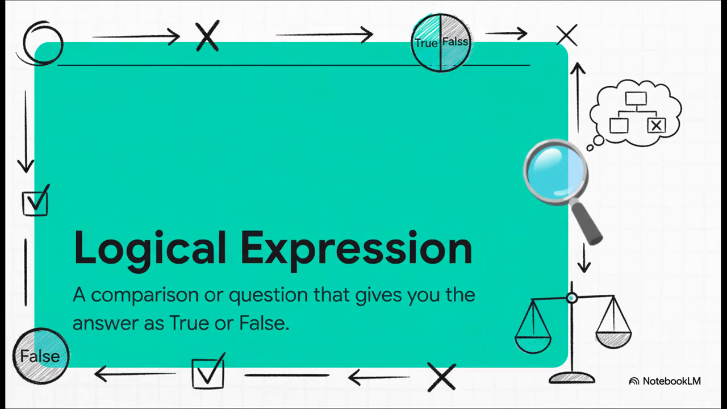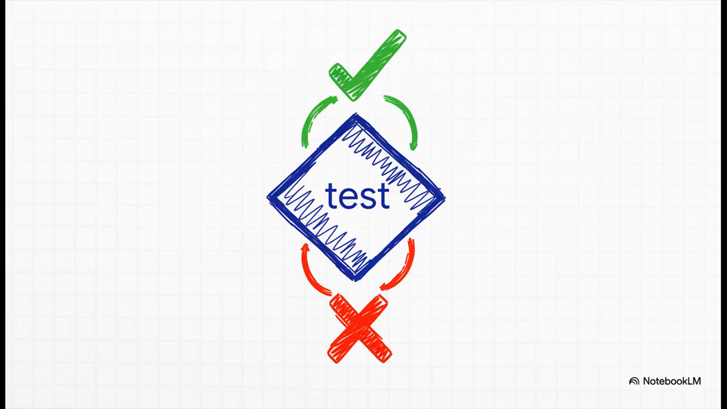This test has a name. It's called a logical expression. And here's the key thing to remember. It's a question that can only have two possible answers. Not maybe, not sometimes, just a clean, simple true or false. That's it. So, for our student problem, the logical expression is this question right here. Is the score greater than or equal to 50? For every single student, the answer is either going to be a hard yes, which is true, or a hard no, which is false. There is absolutely no in between.